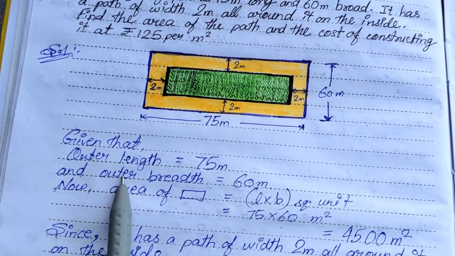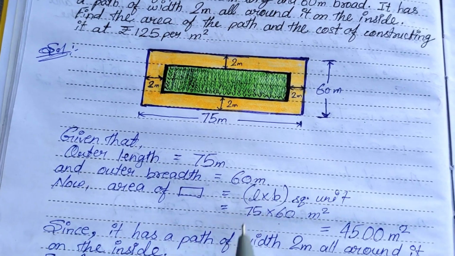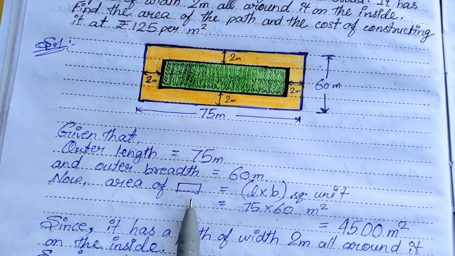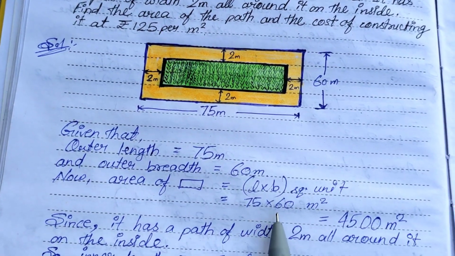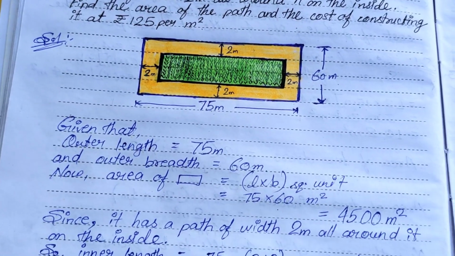Given that outer length, or say total length, is 75 meter and outer breadth is 60 meter. Now the total area of the rectangular plot, or say the outer area, is length into breadth square unit, that is 75 into 60 meter square, equal to 4500 meter square.